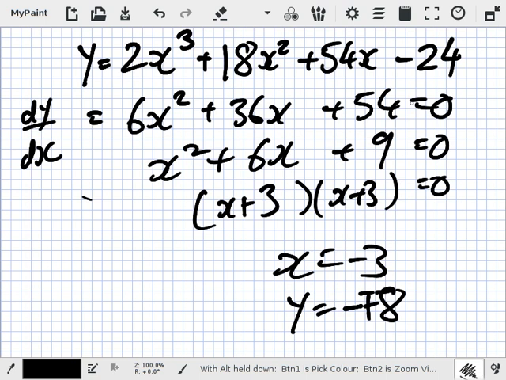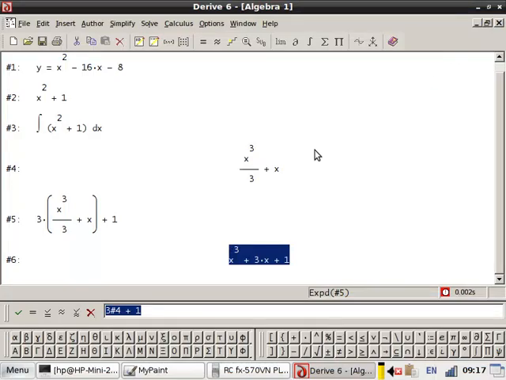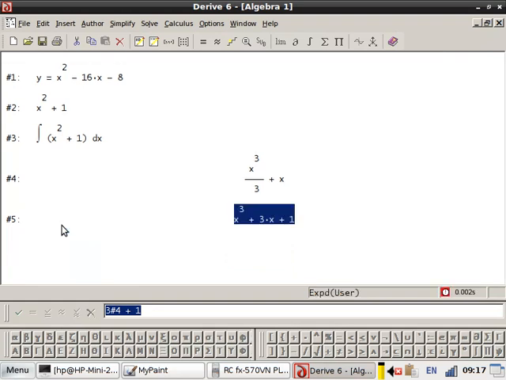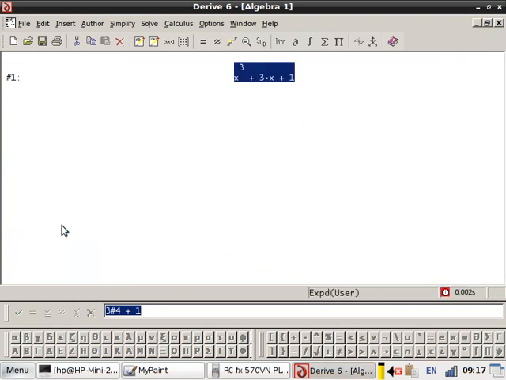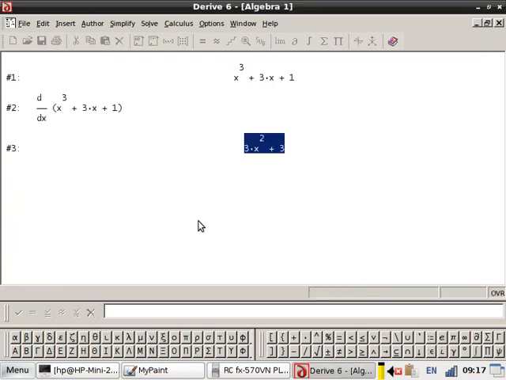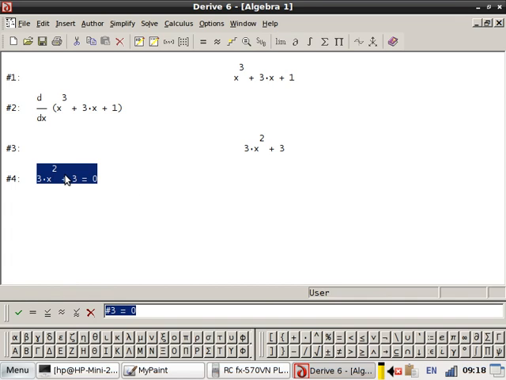Okay, I want to have a look at another cubic here. Let me just delete this stuff here. Right, let's do this one together. Okay, so we want to find the turning point here. So what's the derivative of this one? It'll be 3x squared plus 3. Okay, so let's get the derivative here. So you get 3x squared plus 3. And if we want the turning point, what do we make this equal to? 0, so there it is there.